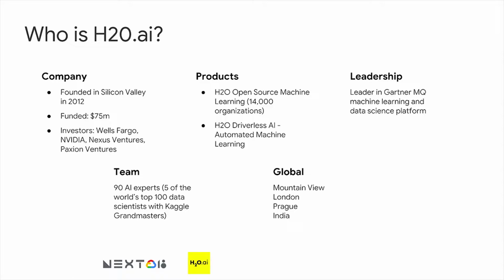Most recently, we launched a new product called Driverless AI, which is our automated solution. We'll talk about that in a little bit of detail later. We are headquartered in Mountain View, right across from Google on the other side. And we have offices in London, Prague, and India.